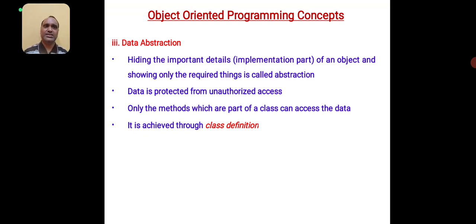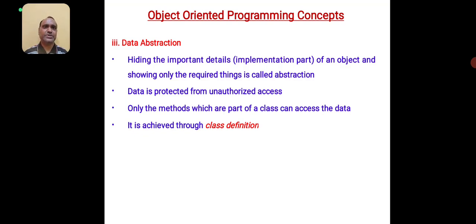Only that information is given to the user. So all remaining technological details, internal details, implementation details, and development details will be hidden from the end user. That is called data abstraction. Data abstraction means hiding the most important details of the object and showing only whatever is required to the user. So that is called data abstraction.